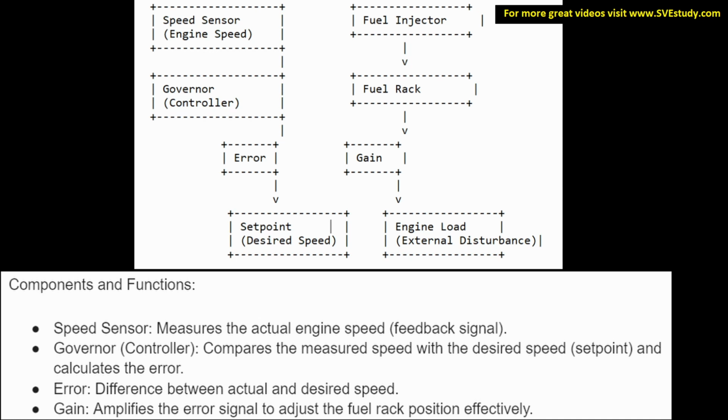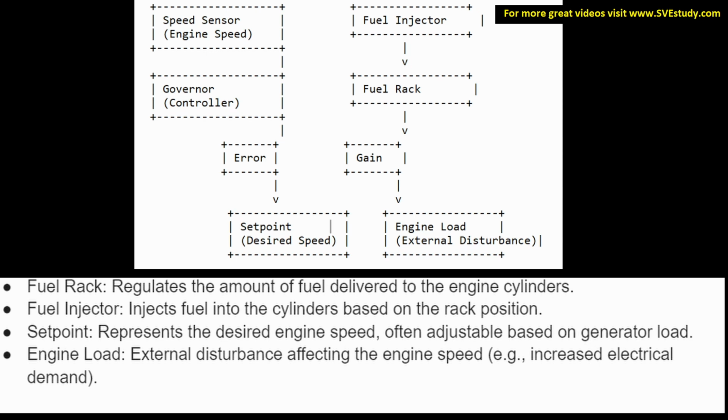Speed sensor measures the actual engine speed, the feedback signal. Governor, the controller, compares the measured speed with the desired speed, the set point, and calculates the error. Error is the difference between actual and desired speed. Gain amplifies the error signal to adjust the fuel rack position effectively. Fuel rack regulates the amount of fuel delivered to the engine cylinders.